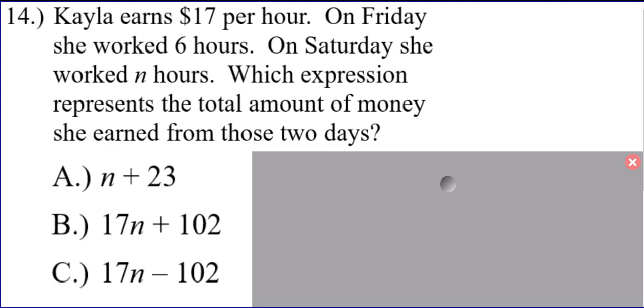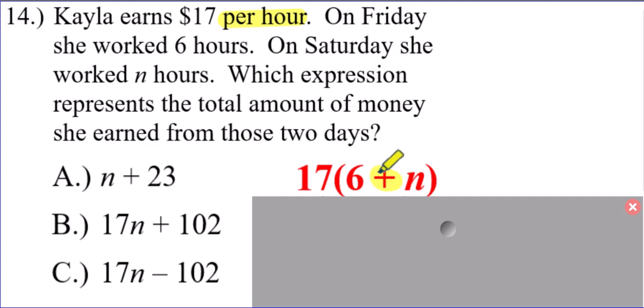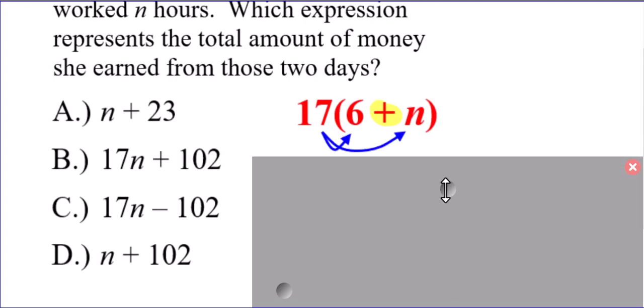All right, did you already do 14 and 15? If not, you better hit pause and do it now, because here we go. $17 per hour, but she's working 6 hours on Friday and N hours on Saturday. We know per hour means times the hours, but we have 2 different amounts of hours. So what you would do normally in real life is you would add the 2 amounts of hours and then multiply by 17. Well, the hours on Saturday is N. So yes, I will put plus here, but I can't really do 6 plus N without knowing the value of N. But I can put the multiplier of 17 on the outside and then use the distributive property.